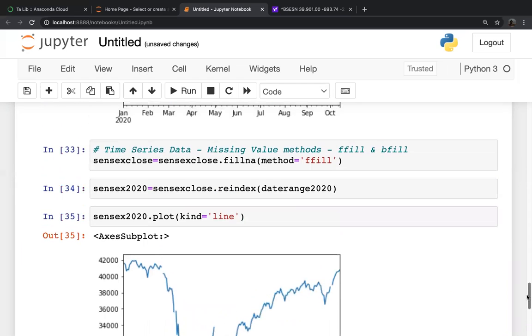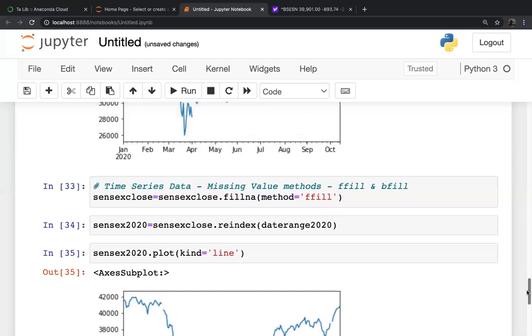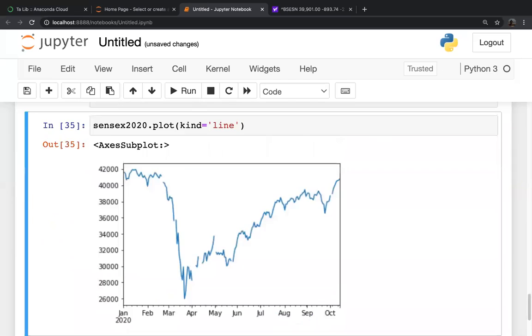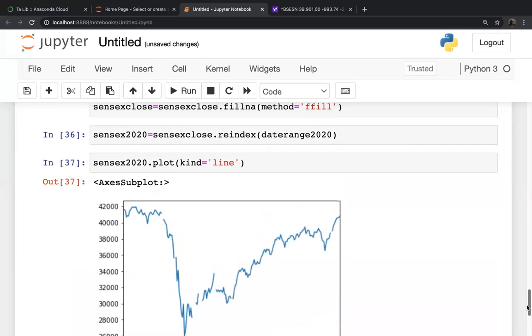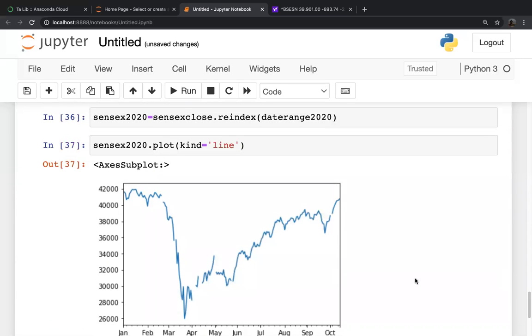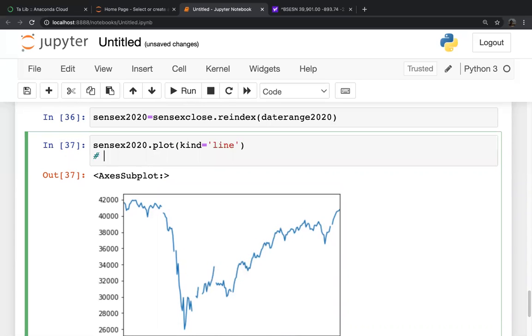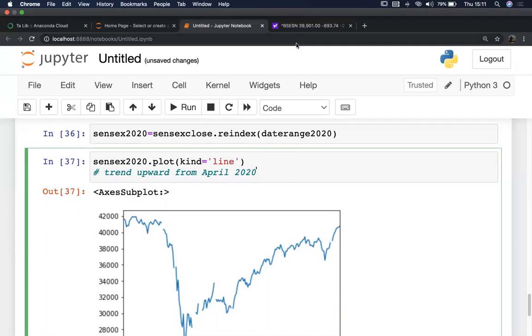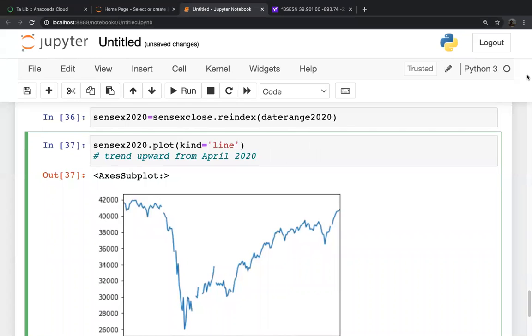I don't know why it is giving gaps again. Okay, so this is the plot we get for this year. So what do you see the trend this year? This year the trend is upward from April 2020. The trend is upward, right? All of you agree to this point, right? So now we have plotted the 2020 year data also.